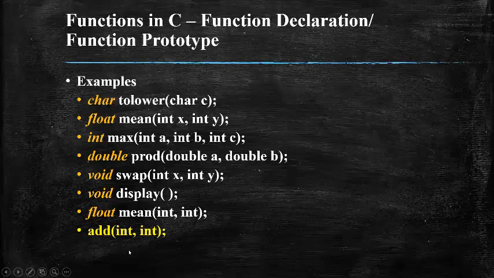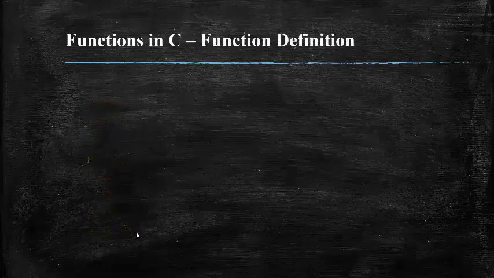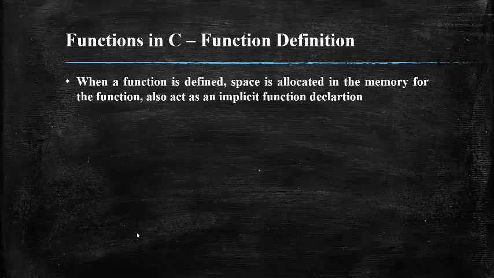So these are some of the examples I have pointed out, where you can declare the function with different data types and different lists of arguments, but always remember your function should have a very meaningful name. Moving on, next we are going to see what is there inside a function definition. When a function is defined, memory space is allotted for that particular function, so it implicitly acts as a function declaration.